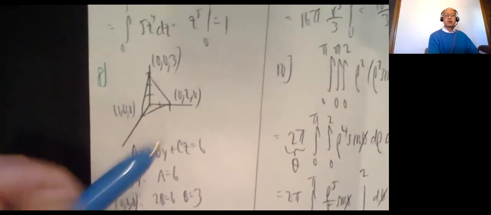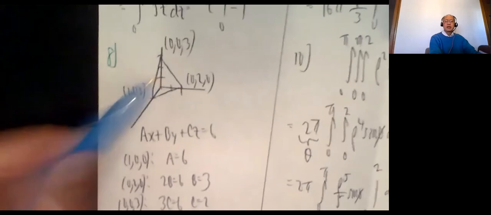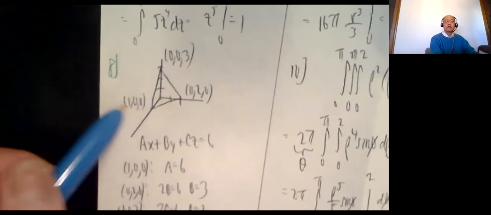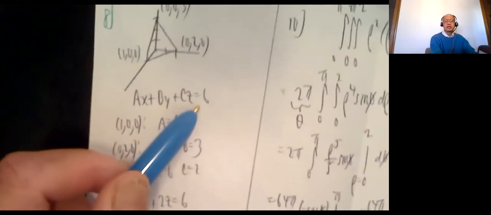Okay, number 8. Okay, (1, 0, 0), (0, 2, 0), (0, 0, 3). The best way to find the equation of the plane quickly is to go ax plus by plus cz equals the least common multiple of 1, 2, and 3, which is 6.